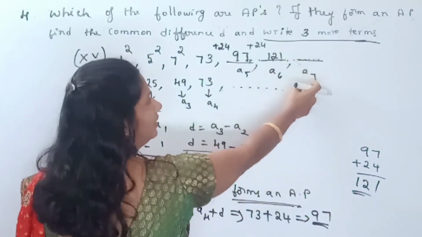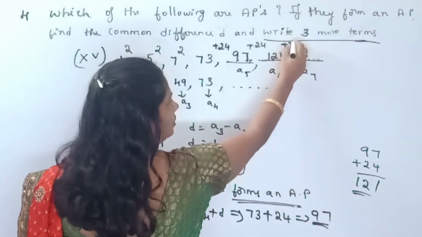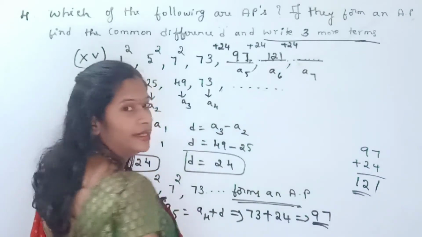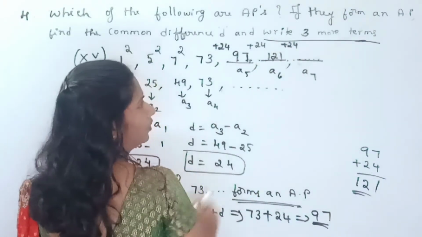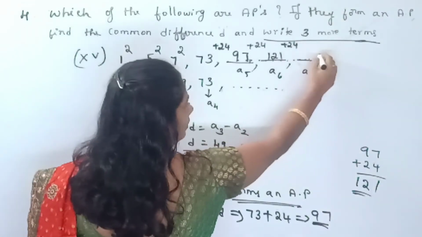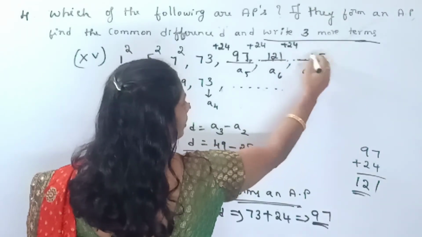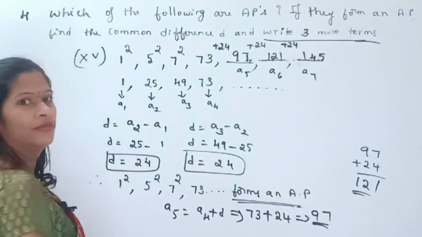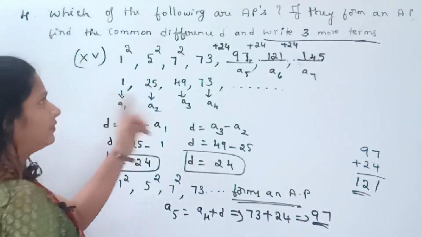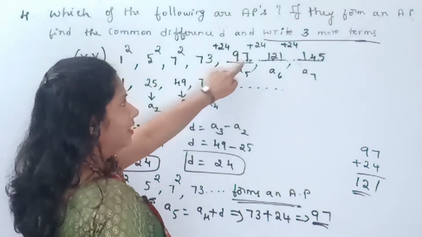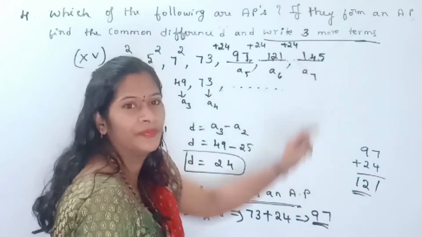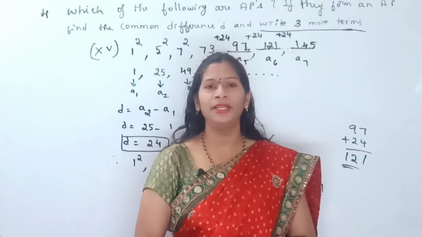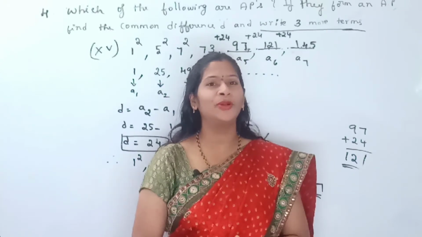Next, the 7th term. Add the common difference to the 6th term, you will get the 7th term. So 121 plus 24. How much is it? 4 plus 1, 5. 2 plus 2, 4. So it is 145. Clear? Therefore, the next 3 terms are 97, 121 and 145. With this problem, we have completed all the problems of the first exercise.